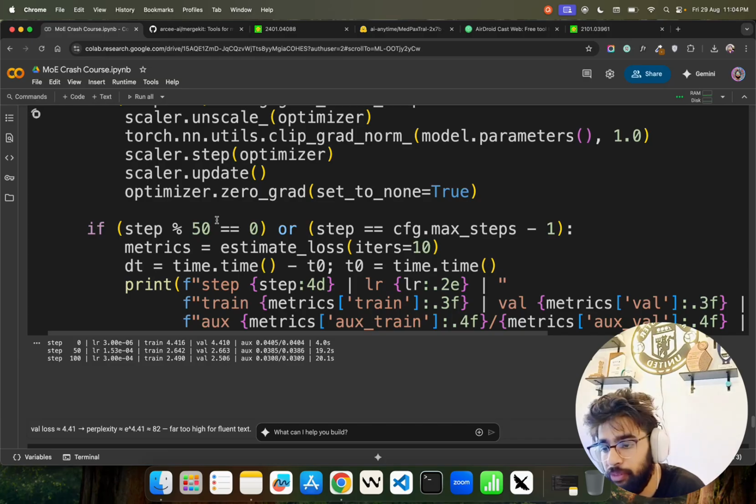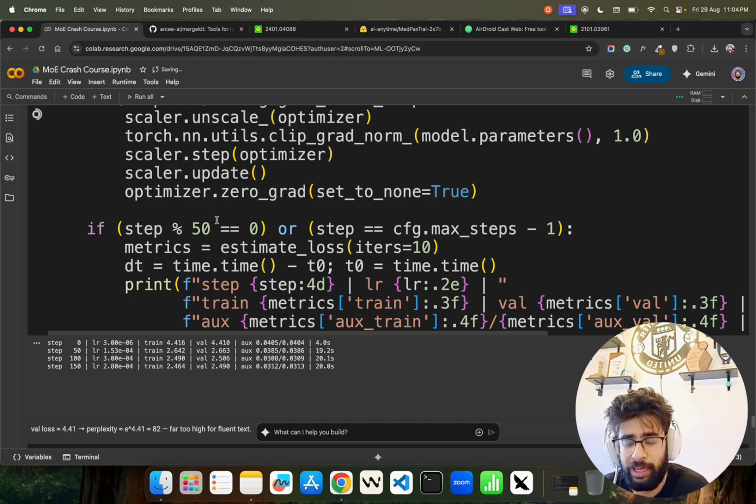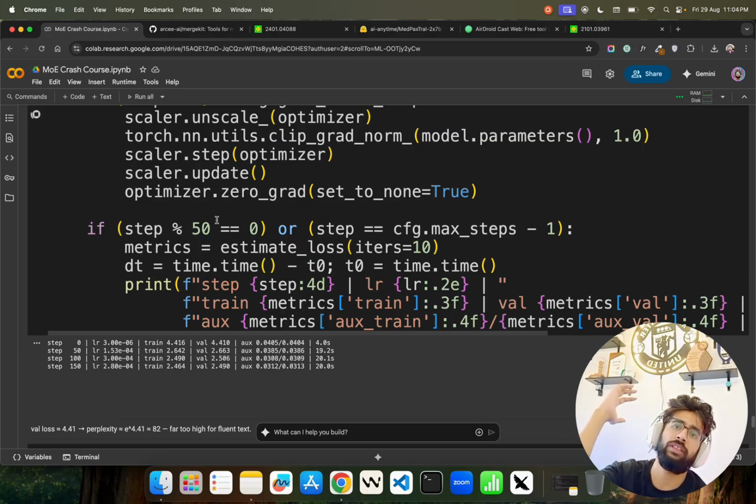So keep in mind we are having only 65 vocab size, so not that good. You can train for longer and longer steps, and of course you can log this less also if you don't want to see the verbose. You can just increase the CFG step to, let's say, 5,000. Okay, so you can do that.